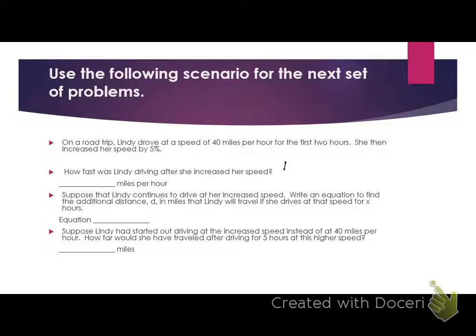Well, originally we were traveling 40 miles per hour, and then we increased our speed by 5%. So 5% of 40 is how much we increased our speed by. And 5% of 40 is 2. So we are now traveling 42 miles per hour.